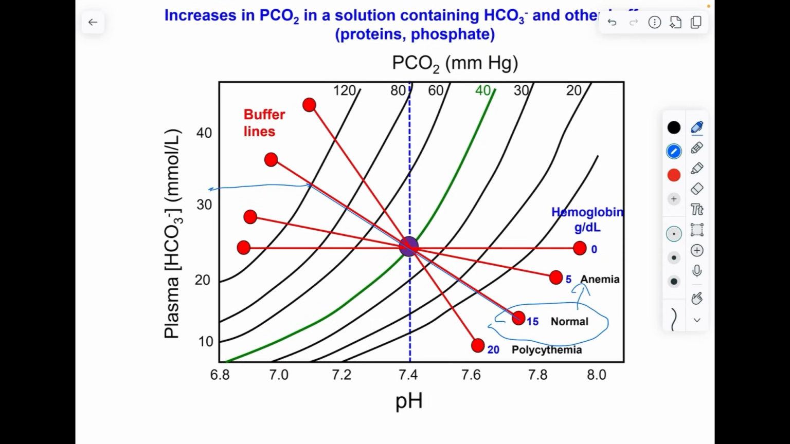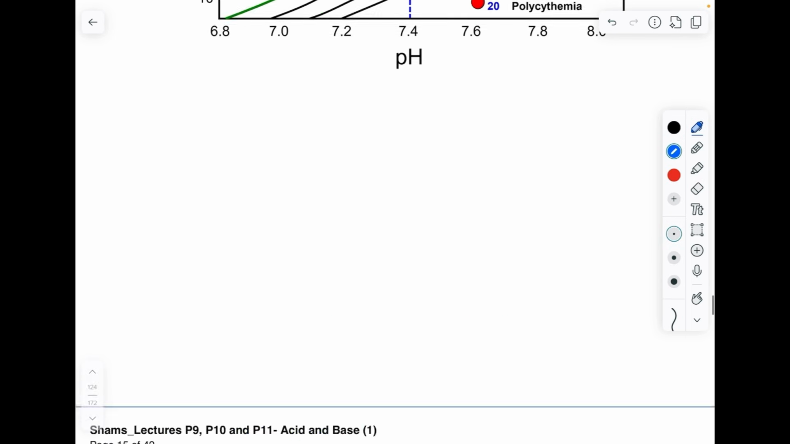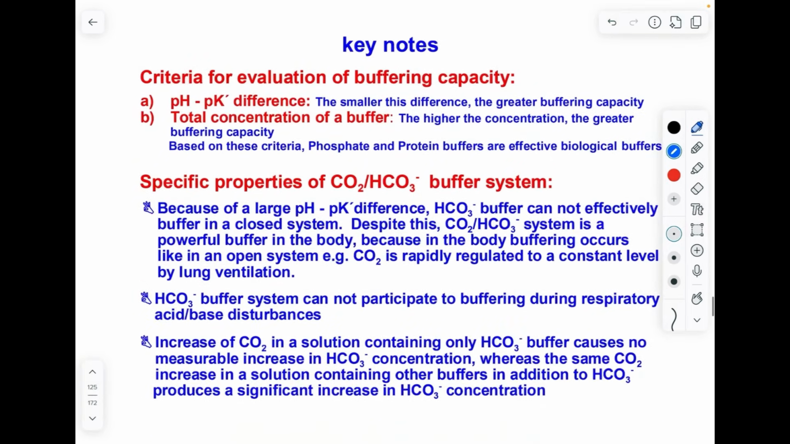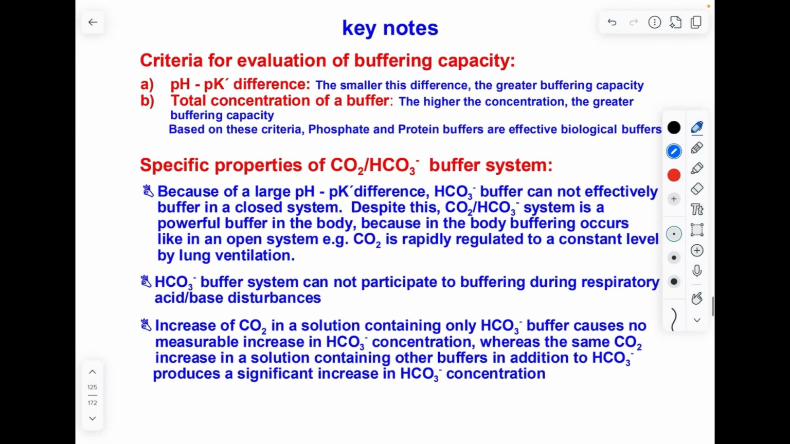If we have less buffers, such as anemia, you have less hemoglobin, you see, it increases, but not much. If you have polycythemia, which is the opposite of anemia, it increases much more, okay? Hope that makes sense. These are the keynotes for the first lecture.